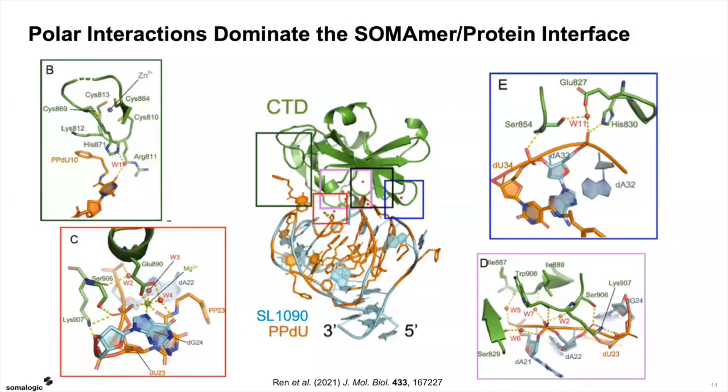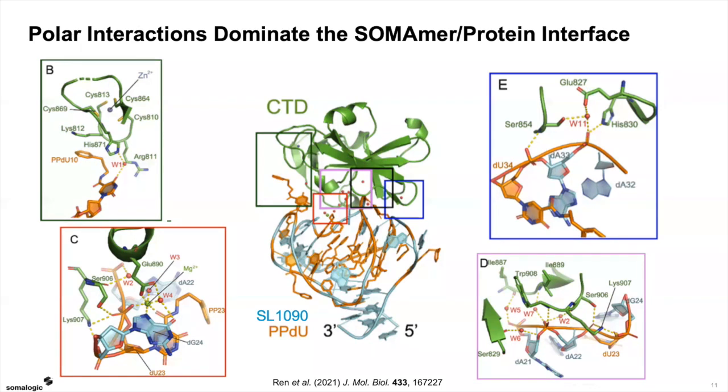And so now if we turn our attention to the protein somomer interface, we can see that it's really dominated by polar interactions. And this is quite a departure from what we've seen with all our other structures where the modifications are really highly represented at the interface. Here in panel B, you can see one of the two PPDU modifications interacting with the protein, where it's stacked here with the methylene portion of this lysine residue.